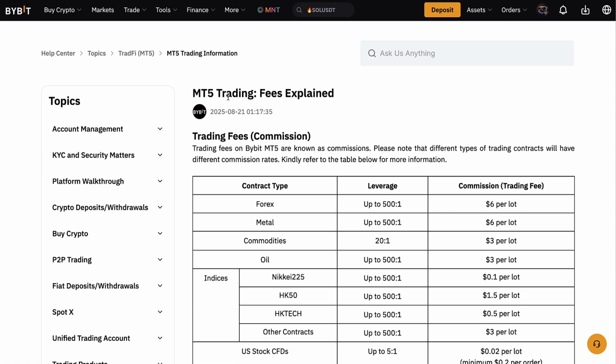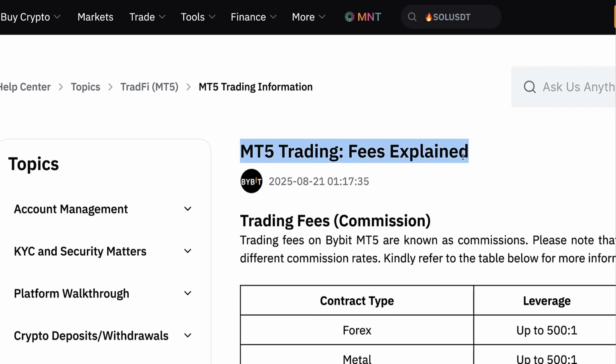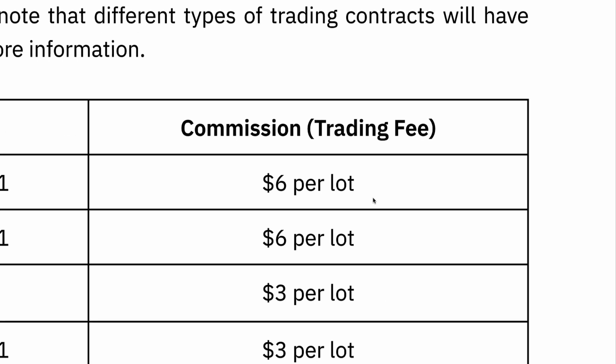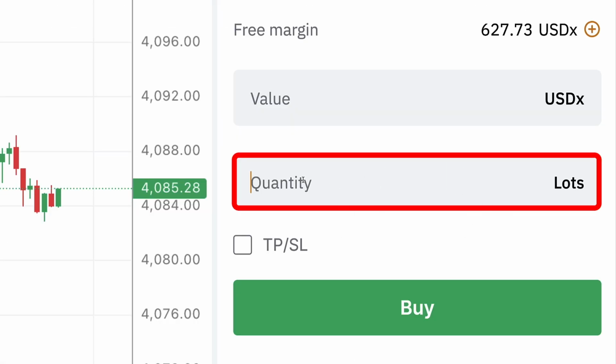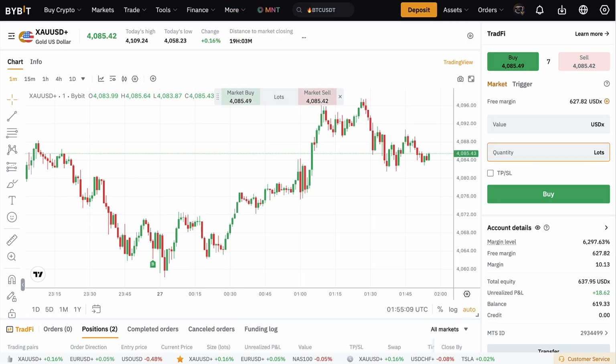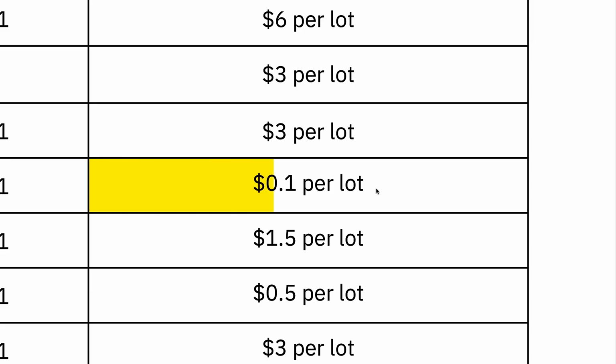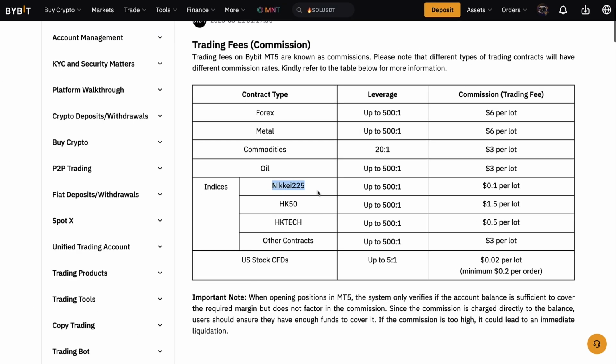And you also want to be aware of the trading fees. You can find the exact numbers here on the Bybit website, MT5 trading fees explained. Here it shows you that, for example, for Forex, there is a $6 fee per lot. And here you can choose the trading quantity according to these lots. If you scroll down, you notice that for indices, the fee is significantly lower. For example, for Nikkei, the Japanese stock index, $0.1 per lot, so much smaller.